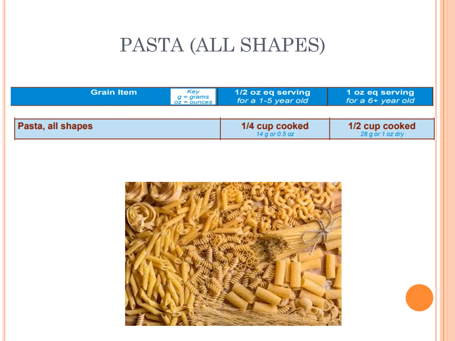No matter what shape of pasta you serve, the serving sizes are the same. When we say dry pasta, this means pasta straight from the box that has not been cooked yet. For children between the ages of 1 and 5, a ½ ounce equivalent would be a 1/4 cup cooked pasta or 14 grams of dry pasta. For children older than 6, a 1 ounce equivalent serving would be half a cup of cooked or 28 grams of dry pasta.